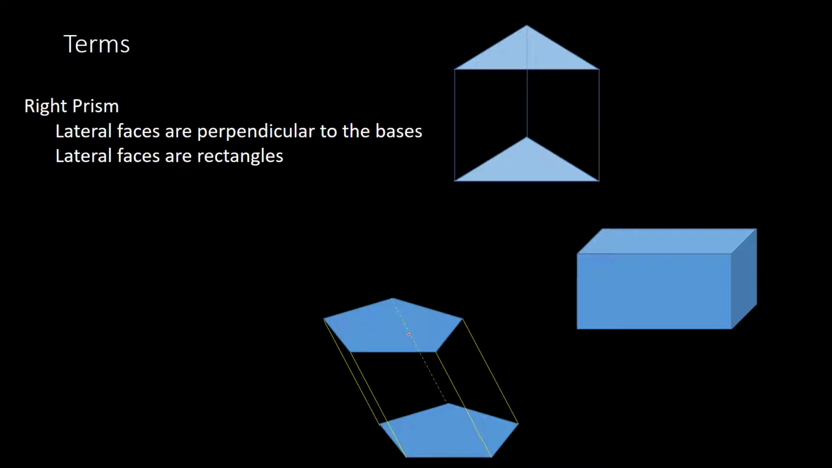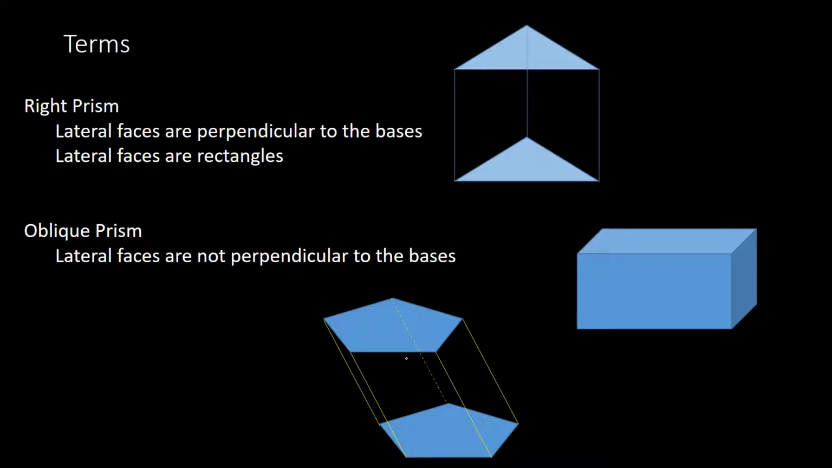In addition, the lateral faces are rectangles. So the sides of the top two prisms, of the triangular one and the rectangular one, the faces are rectangles. Whereas the bottom one is what we call an oblique prism, and notice how it's tilted on the side. So lateral faces are not perpendicular to the bases, and the lateral faces would be parallelograms and not rectangles. So the main idea here is if it's slanted, like the bottom one, that is an oblique prism, and the other two that are just upright, not slanted, would be a right prism.